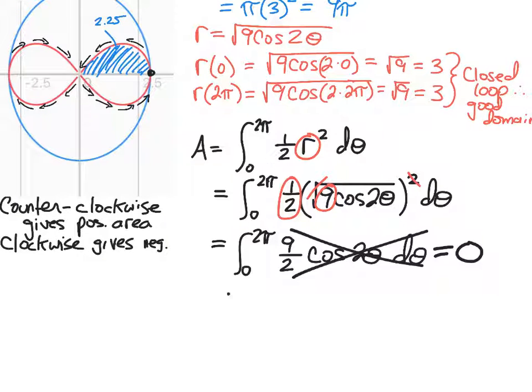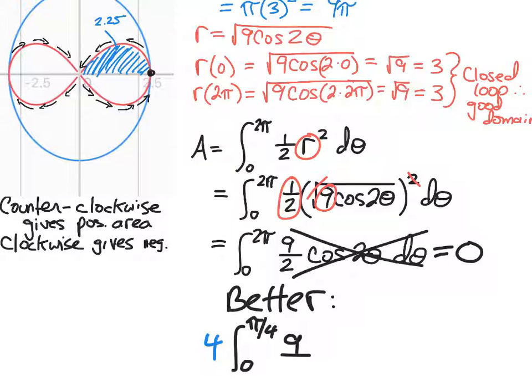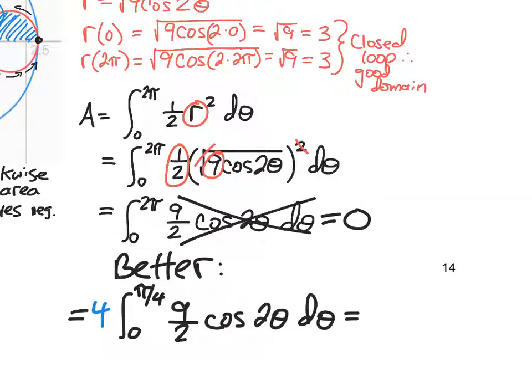All right? So what we got from this is that this will zero out, equals 0, so this is no good. Better would be going from 0 to pi over 4 and then multiplying it by 4. So that's going to be 4 times 2.25. So 9.